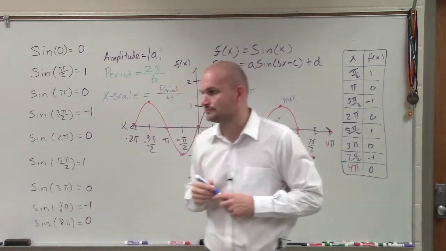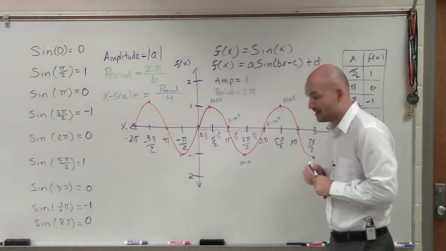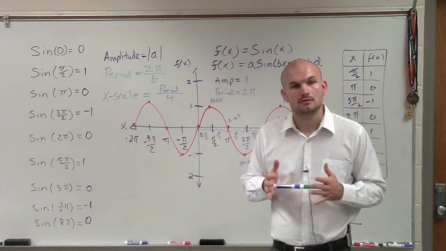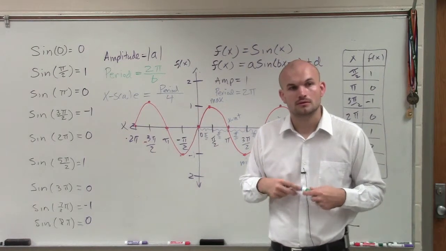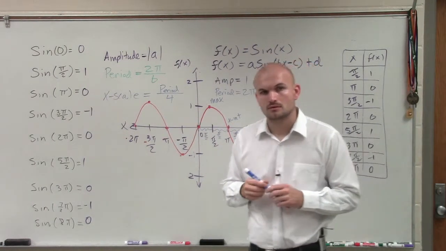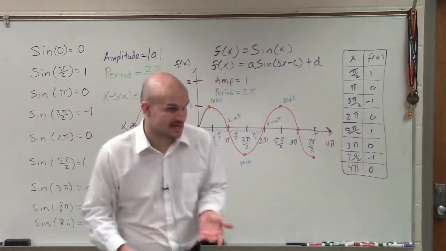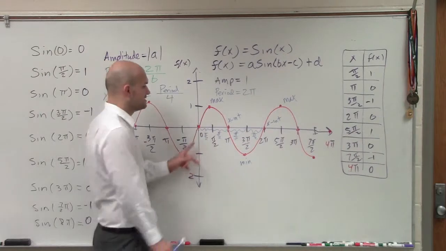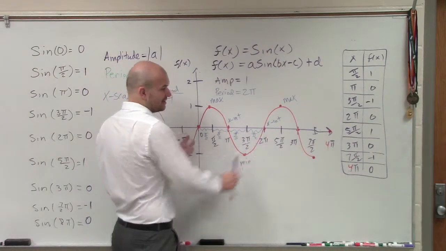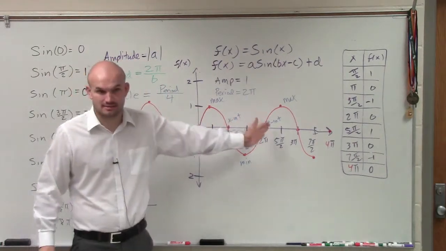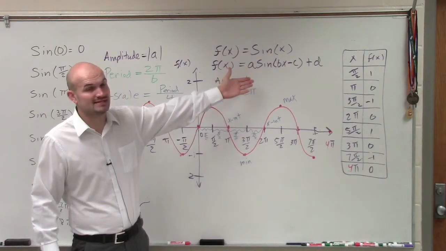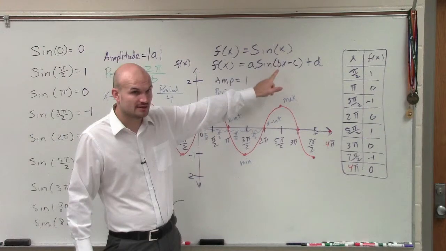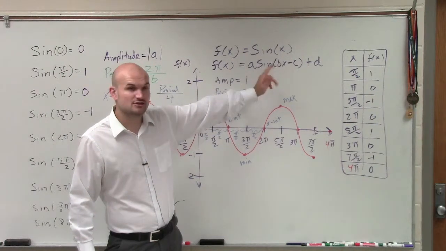Yes? Our period is always going to be 2 pi over b. Yes. Well, we haven't gone into an example of it yet. But if you can just remember, period is the distance, the length, that it takes for the graph to repeat. All right? Now, we haven't gone over a problem that has a different period yet. But when you have a number in for b, you take 2 pi and you divide it by b.